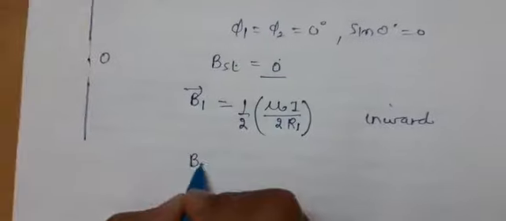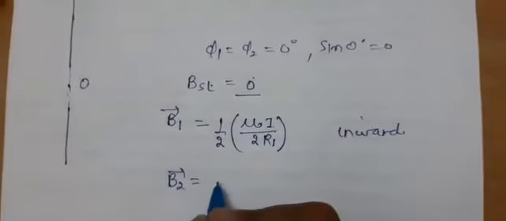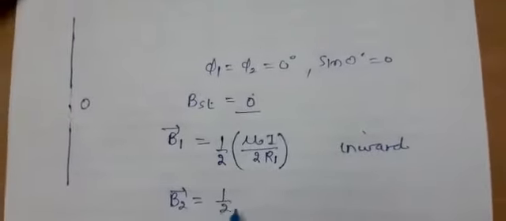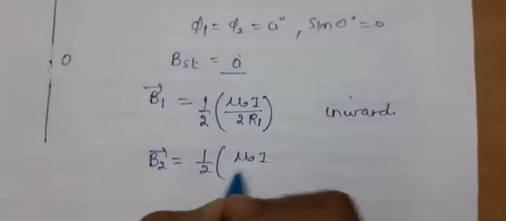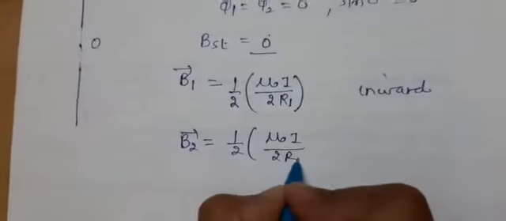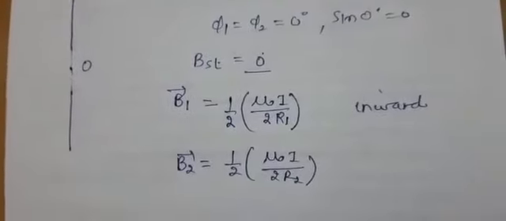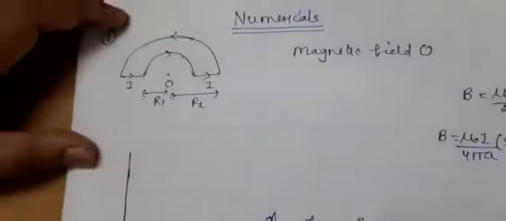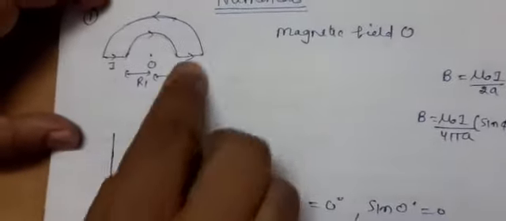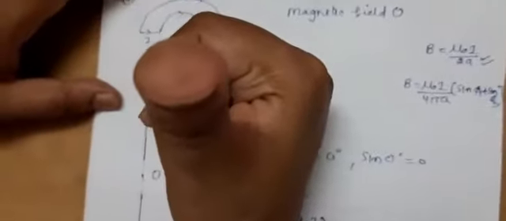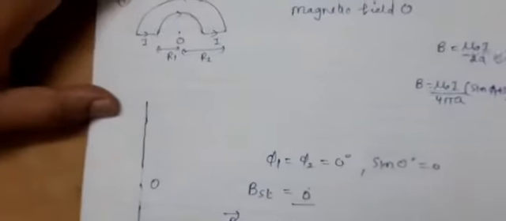For the outer semicircle whose radius is R2, again you can easily learn the formula. Replacing R1 by R2, the current is the same, but the direction of the magnetic field, for the outer loop, the direction of current is anti-clockwise, so the thumb is pointing towards you. So you will take this direction to be outward.